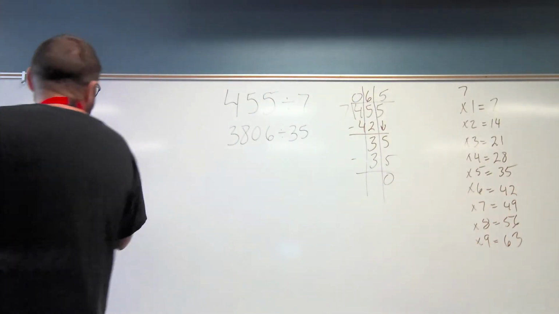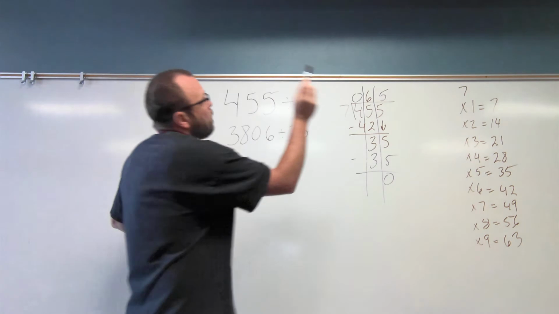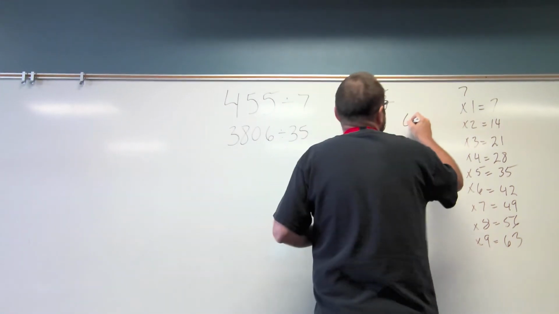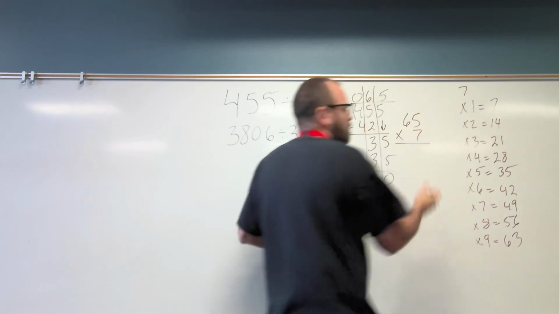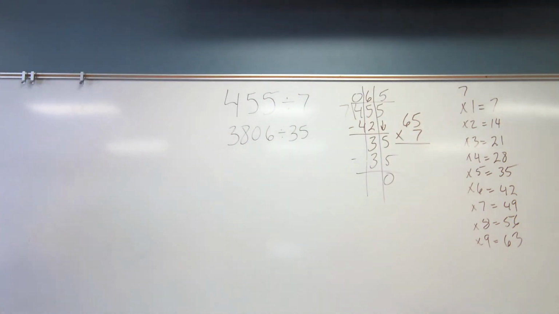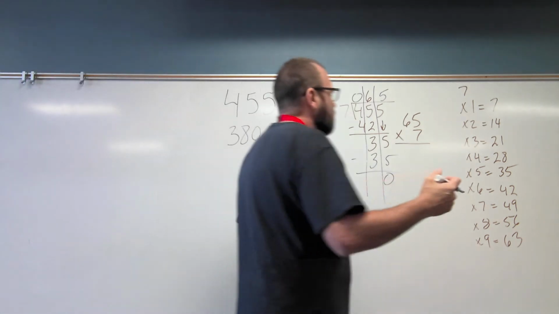So, in order to do that, I will multiply my quotient, which is 65, times my divisor, which is 7. And then I would add my remainder, but I don't have a remainder, so there's nothing to add. And Jaden, 7 times 5 is?